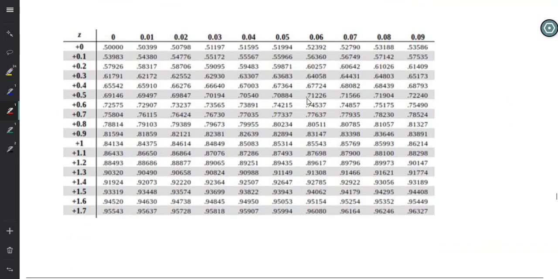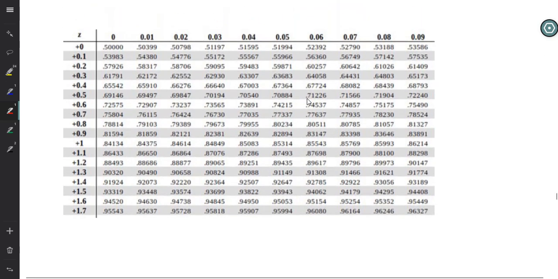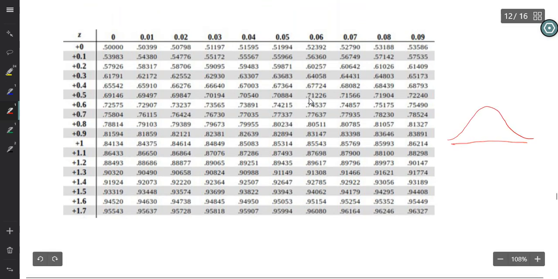Now there's another thing that you can do. You can do the reverse also. That means if you know the probability, you can find the Z score. How do you do that? Say for example, I know that in my problem for a certain Z score, the area to the left is 0.881. I know that area, but what is the Z score?